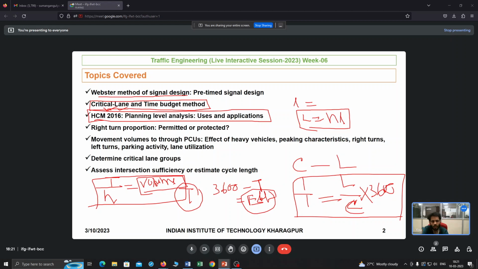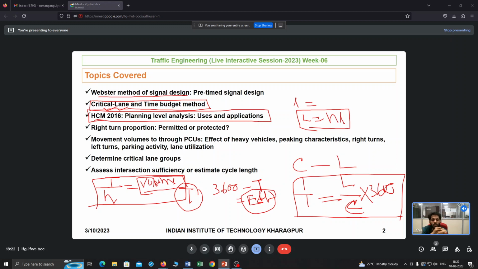it is allowed at a particular phase. In a phase, this right turning movement is also allowed. That is called permitted, usually the normal scenario, but the rest of the time it is not permitted. Protected means I am giving it a separate phase, so whenever this particular movement occurs, there are no conflicting movements at that time. It is completely protected from any movements.